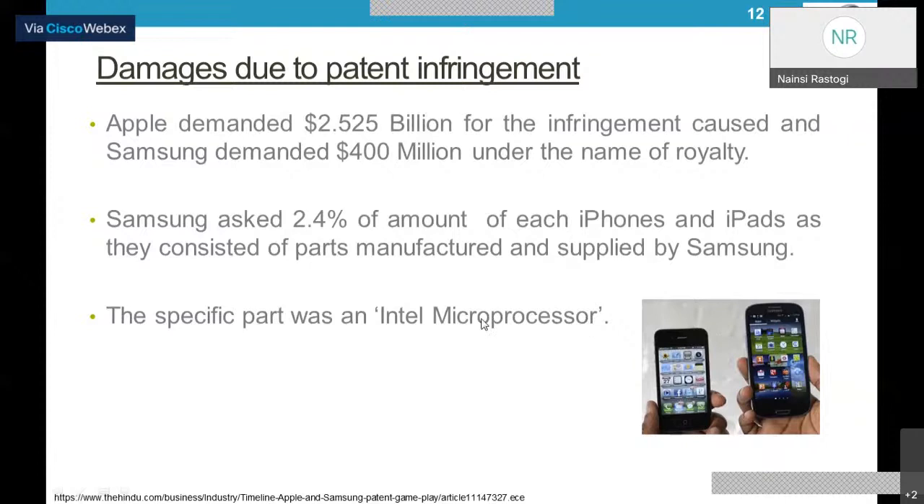That is why it is always said to have some freedom to operate search before launching any product in the market. Sometimes the confusing launch is intentional, but sometimes it is not intentional. Sometimes it is due to negligence. So that is why it is always advisable to have some freedom to operate search before launching any product in the market.